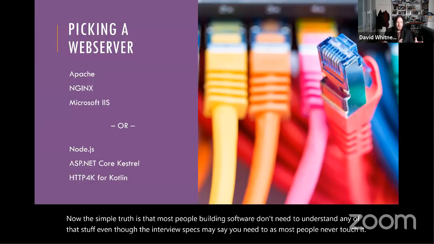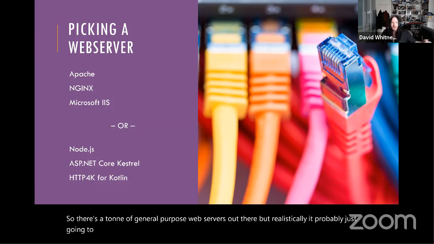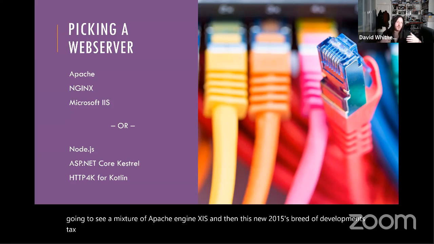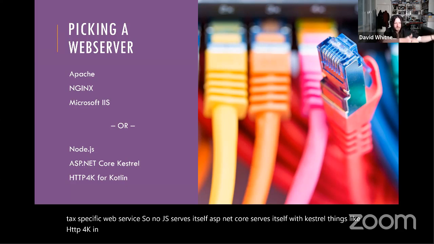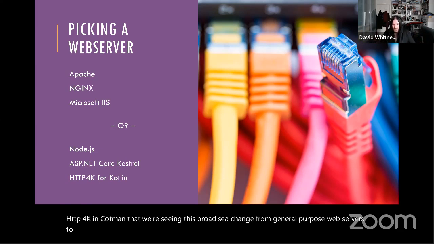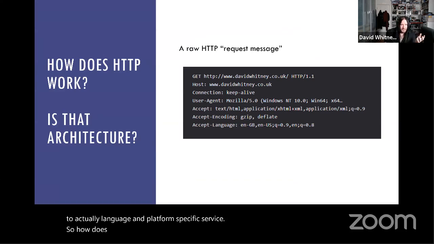There are a ton of general purpose web servers out there, but realistically, you're probably just going to see a mixture of Apache, Nginx, IIS, and then this newer 2015 breed of development stack specific web servers. Node.js serves itself. ASP.NET Core serves itself with Kestrel. Things like http4k and Kotlin. We're seeing this broad sea change from general purpose web servers to language and platform specific servers. So how does this work at all? And is this what architecture means when people say architecture?